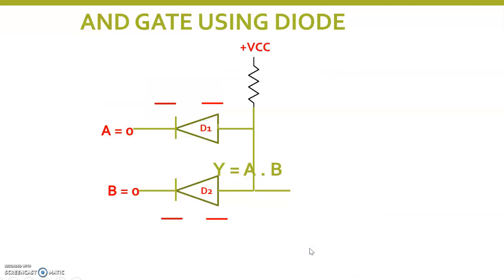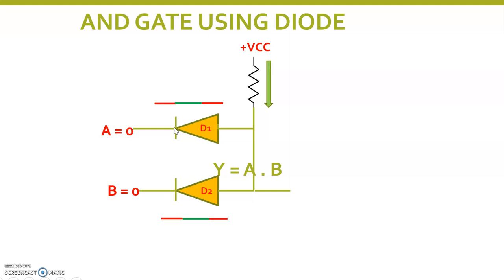So this is the circuit of the AND gate using diodes. There are two diodes used, diode D1 and diode D2. A and B, these two inputs, are given to the cathodes of the diodes, and to the anodes VCC, which is equal to DC 5 volt, is applied. In this condition, the anode is at higher potential because we have connected the anode to plus 5 volt and we have applied logic 0, that is 0 volt, to the cathode. Therefore both diodes will be in forward bias condition and both diodes will act as a closed switch.